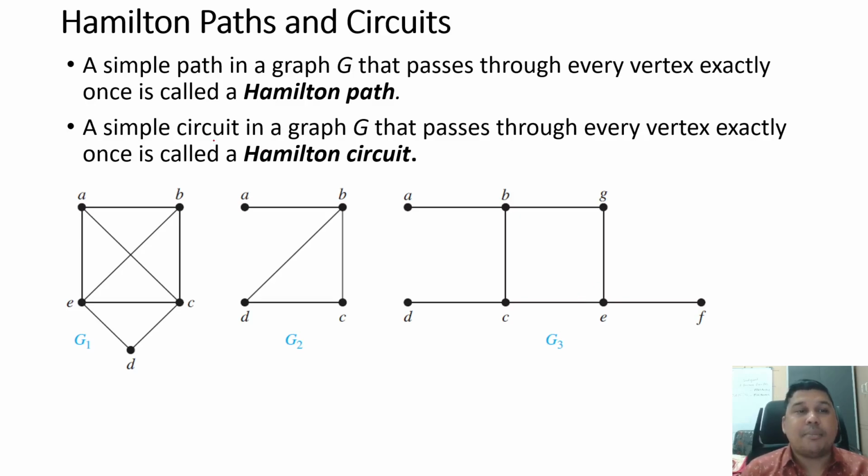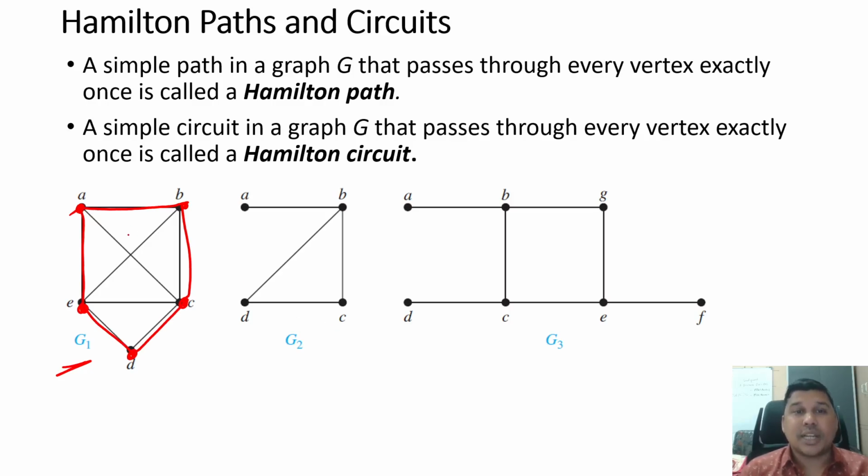Next, what is Hamiltonian circuit? If there exists a Hamiltonian path, and if you start at a point and reach back again to the same point, then we say it has a Hamiltonian circuit. See this example G1. If I start from A, I can go to B, then to C, then to D, and then to E. From E, I can come back to A again. So there is a Hamiltonian path as well as a circuit.